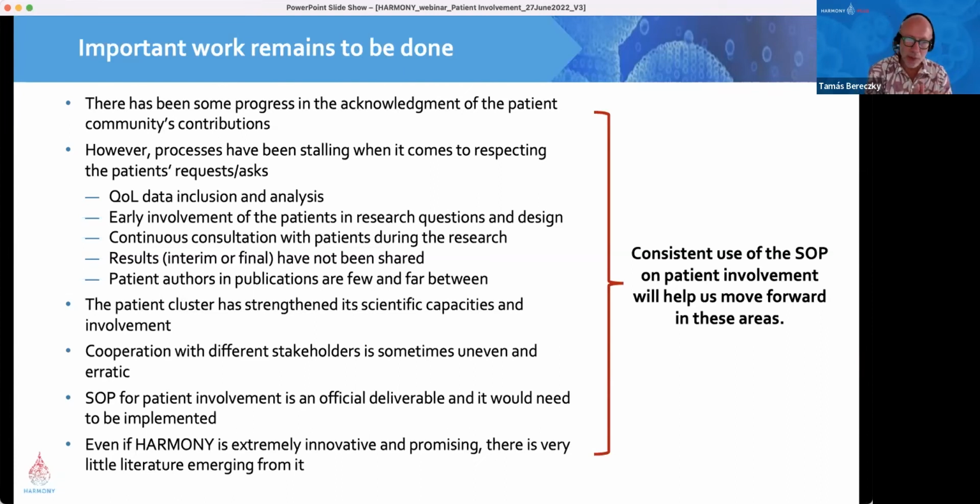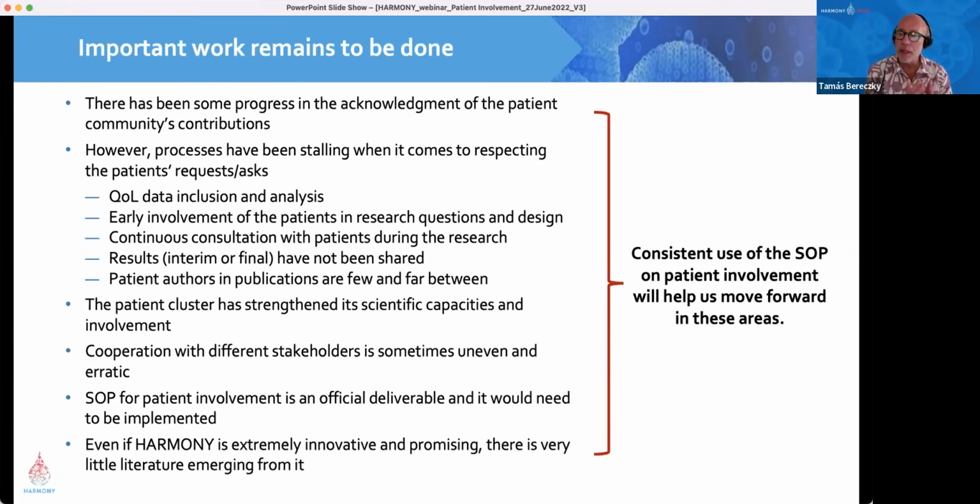Early involvement, I will not repeat this again, as it was already explained by Jan. This continuous consultation with the patients is still not always established. So again, something where we need to do more together in order to get there, in order to reflect the spirit of the standard operating procedure as well, but also the spirit of Harmony in general.